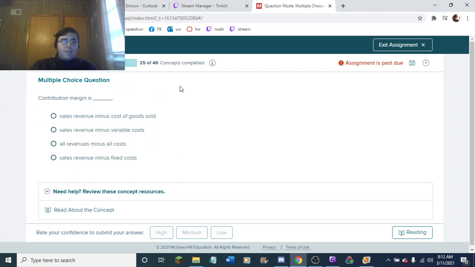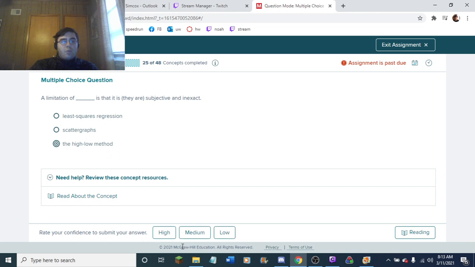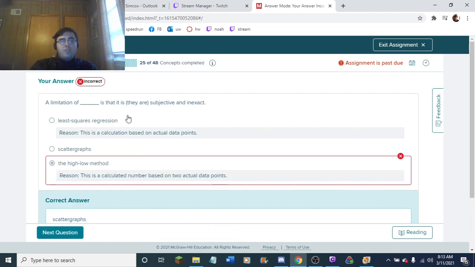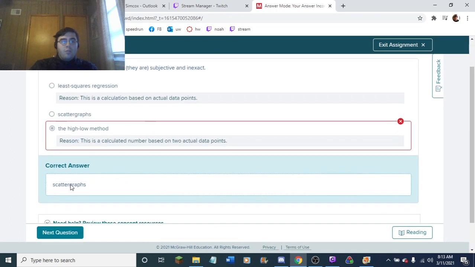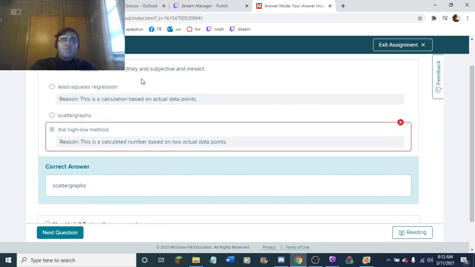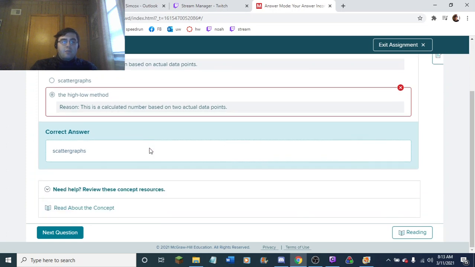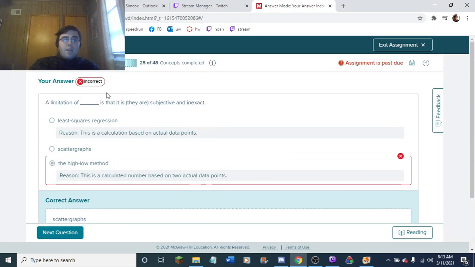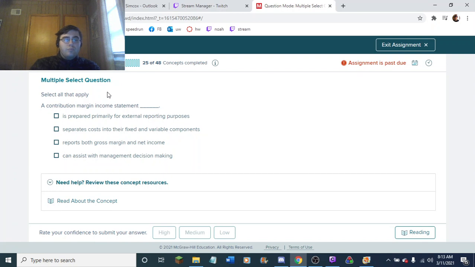Contribution margin is sales revenue minus variable costs. Limitation of something. I would assume this one. No, least squares regression. No, scatter graphs is the answer. Never mind. A limitation of scatter graphs is that they are subjective and inexact. Okay, so yeah, scatter graphs. Not sure which is the right one.